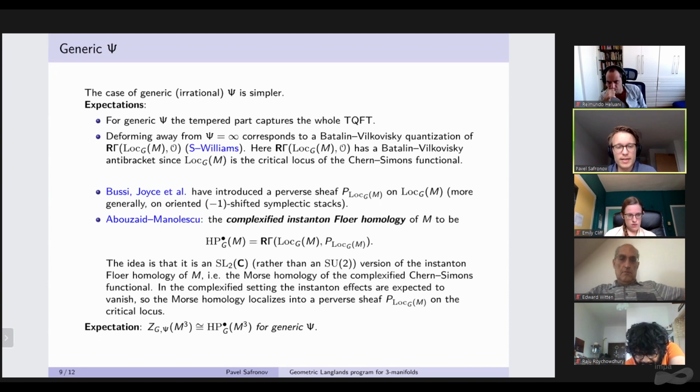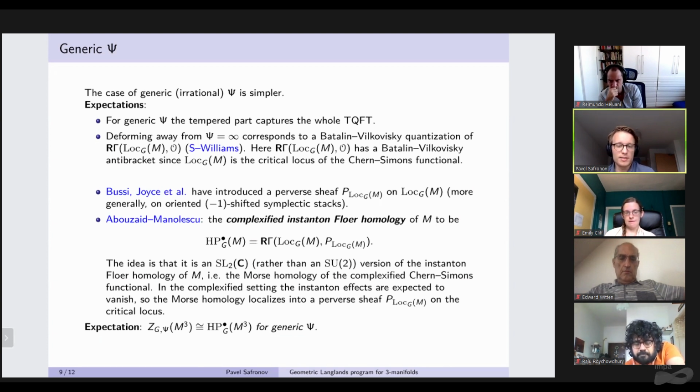Another thing to mention is that if you deform away from psi to infinity, what you get is, so first of all, at psi to infinity, as I said, what you get is the derived algebra of functions on the moduli space of G local systems. This algebra of functions has a natural Batalin-Vilkovisky anti-bracket, just because this moduli space of flat connections on the 3-manifold is the critical locus of the Chern-Simons functional, and functions on the critical locus of any functional has a natural Batalin-Vilkovisky anti-bracket. And so then you can talk about Batalin-Vilkovisky quantization of this space.